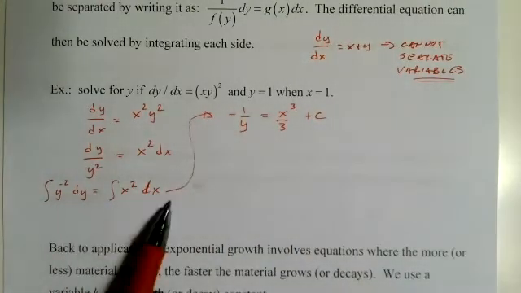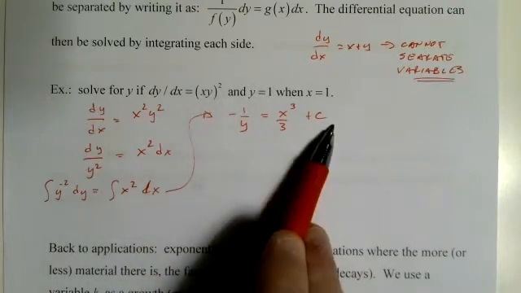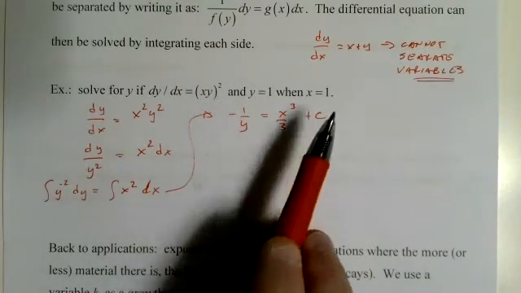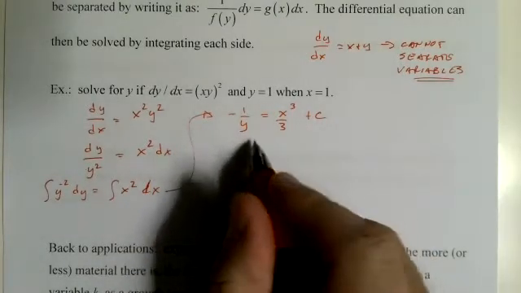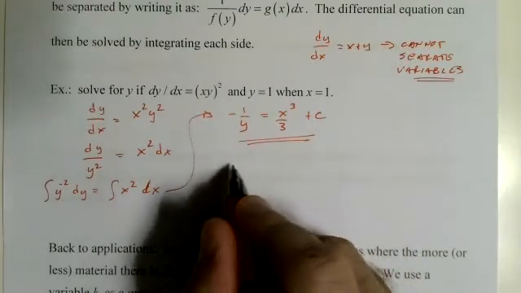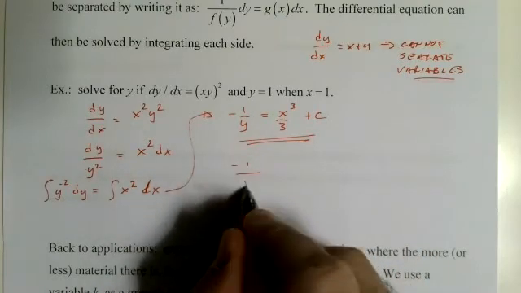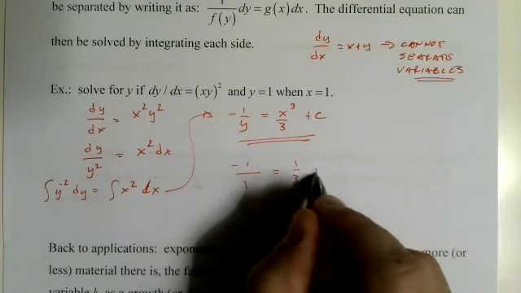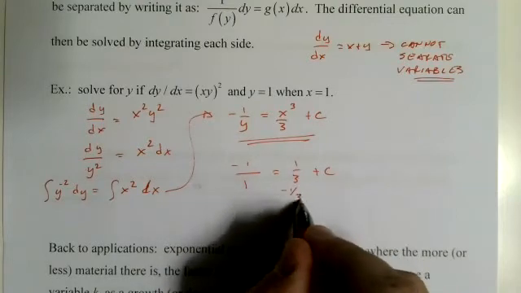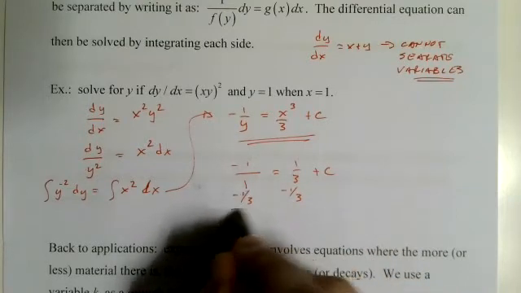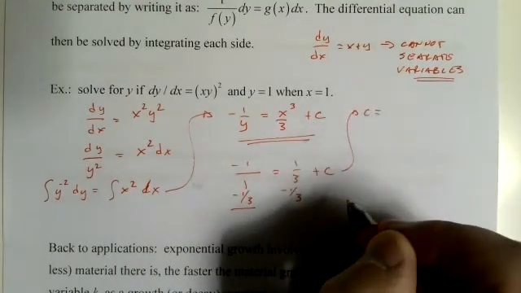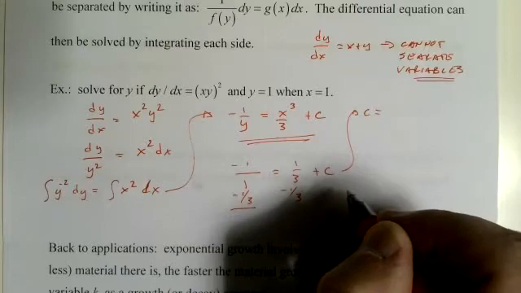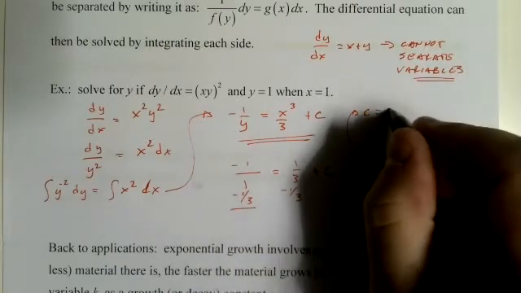Well, shouldn't there be a c here and a c there? Let's say it was c1 and c2. c2 minus c1 is the c. It doesn't matter. It all washes out in the end. So here we are, but we got a little bit more to do. Negative 1 over 1 equals 1/3 plus c. Subtract 1/3, subtract 1/3. C equals, if my math is correct, negative 4/3.